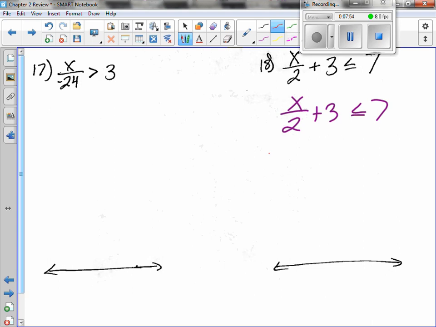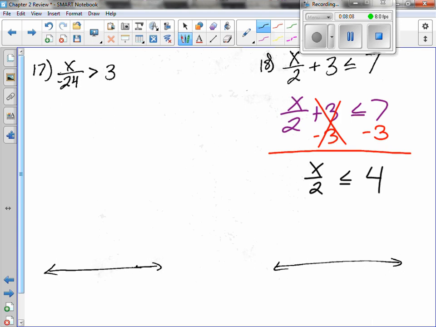Well, the first thing we need to do is we need to get x by itself, and the easiest thing would be to subtract 3 from both sides, because 3 minus 3 would give me 0. So I have x over 2. 7 minus 3 would be 4. Because again, since we had something added to it, we would subtract it from both sides. Since 3 is being added to our x over 2, we would minus 3 from both sides, because 3 minus 3 would give us 0. And now we have x over 2 is less than or equal to 4.